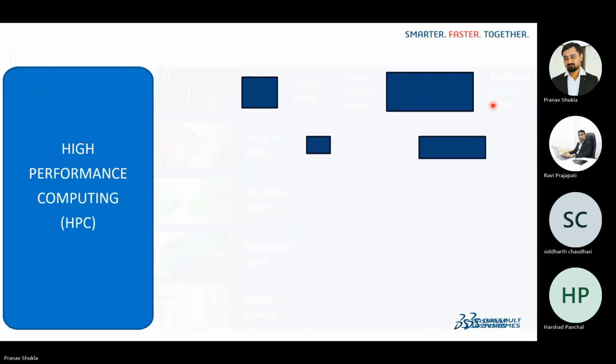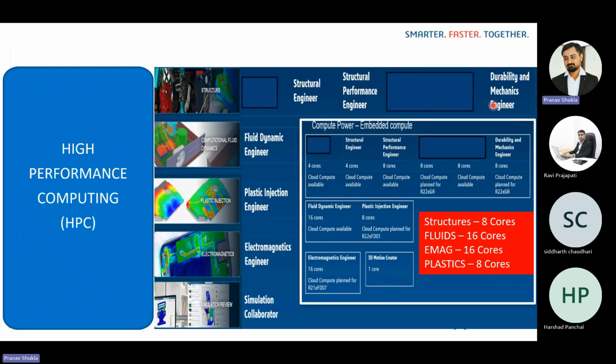Okay. Moving forward, I showcased that these roles are available, and each role has some cores connected. The structural engineer role, the basic role, gives you 4-core capability, and the high-end roles give you 8-core capability. You can use the 8 cores either in the cloud or locally, and you can use the token and credit system, which I showcased in the previous slides. Apart from the structural portion, we have fluid, electromagnetic, and plastic capabilities.